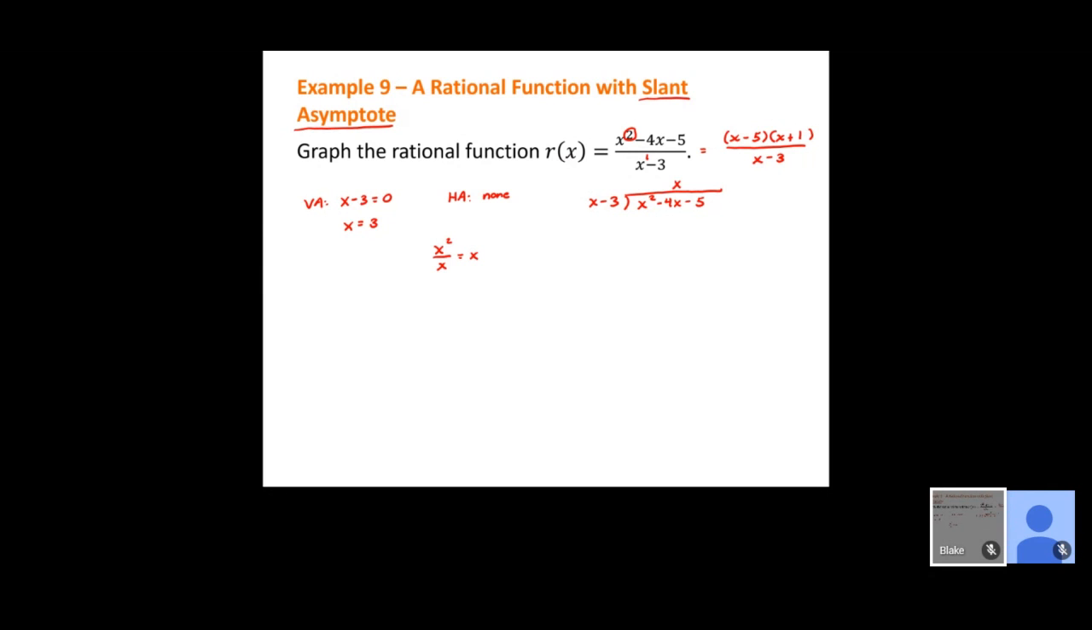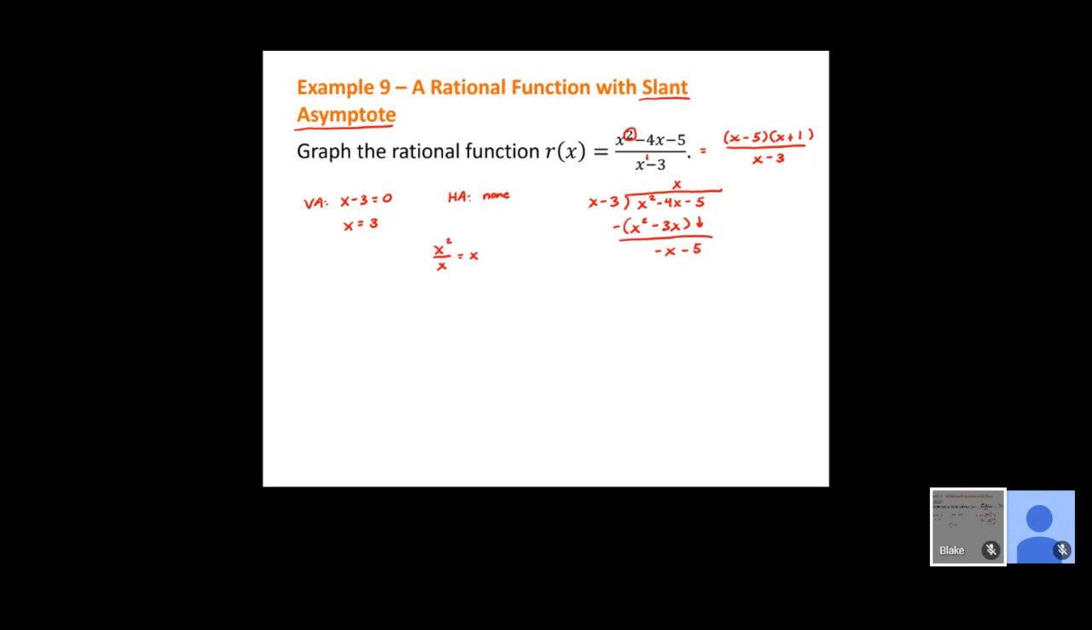I put my x up top. Now we distribute. X times x gives us x squared. X times negative 3 is negative 3x. Group all that together and subtract. X squared minus x squared cancels out. Negative 4x minus a negative 3x, that becomes addition. So this is just going to give us a negative 1x. Bring down the minus 5.